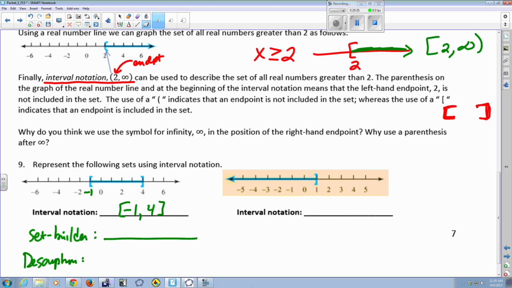Okay. How about set builder notation? Curly braces x such that, and how would I write that set of numbers using set builder notation? Finally, a word description, the set of all real numbers between -1 and 4, inclusive, right? We're including both the -1 and 4. Thank you. Okay, how about interval notation for the second set of numbers represented here?